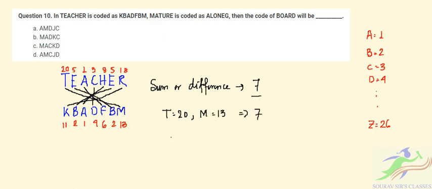Similarly, if you take E for the second case, E is 5 and B is equal to 2, so the sum is 7. So this is the difference and this is the sum. So in every case you can see the sum or difference of the place values should be equal to 7 in the case of TEACHER.